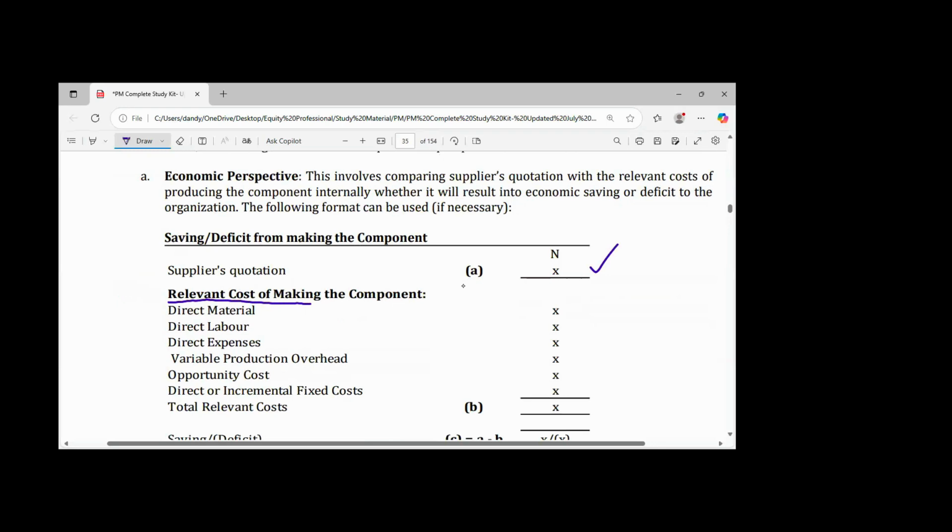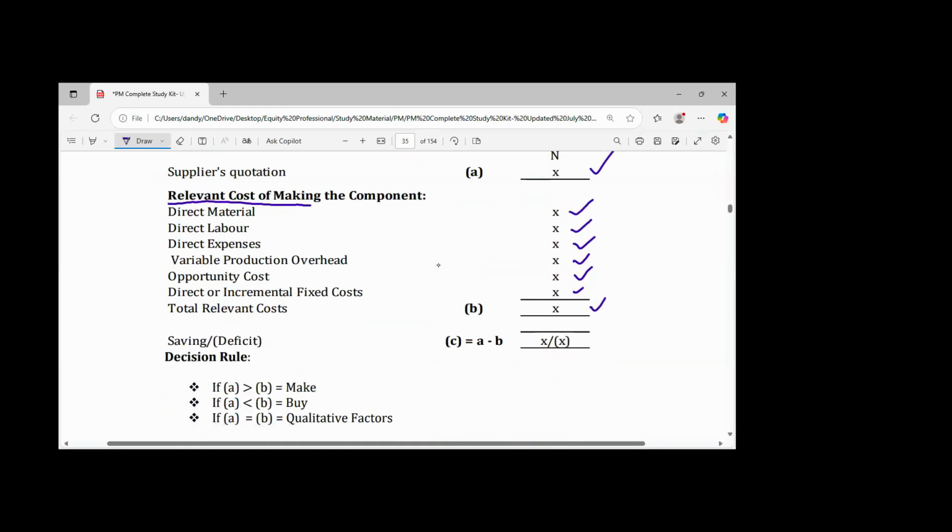If you can see raw material, direct material cost, you pick it. Direct labor cost, you pick it. Direct expenses, variable overhead, opportunity cost, direct or incremental fixed cost, all those specific attributable fixed costs, you consider them. Any cost that is relevant to the component or to the sub-assembly, you consider it. You add everything together, then you total all the relevant costs. So the total relevant cost minus the supplier's quotation will give you either saving or deficit.